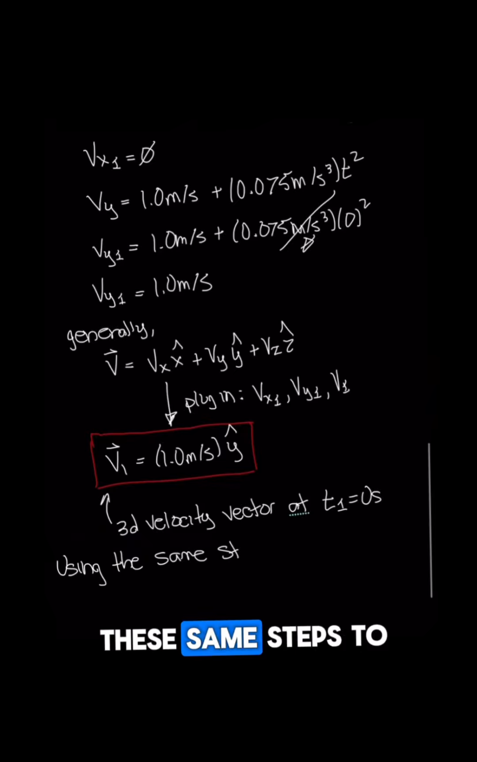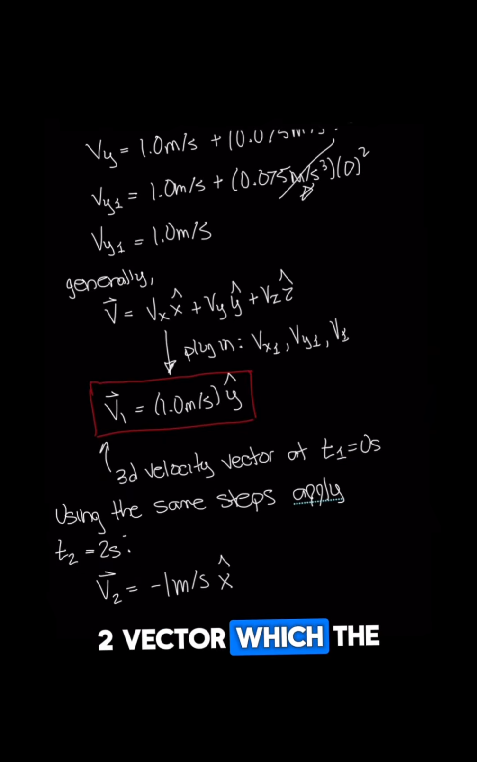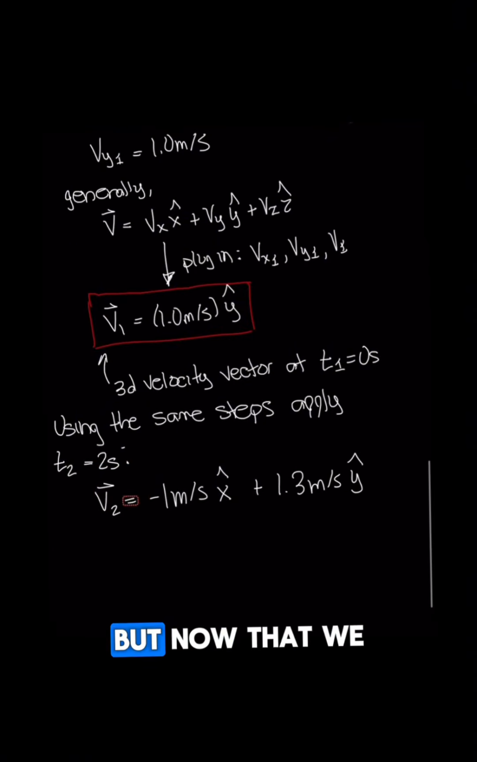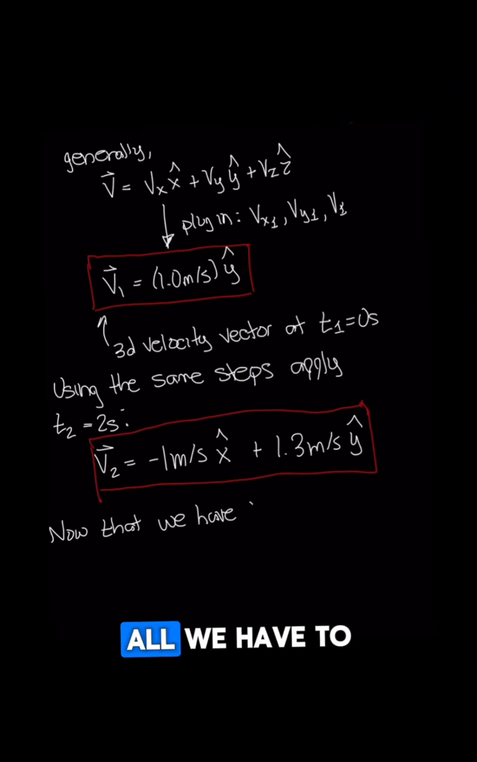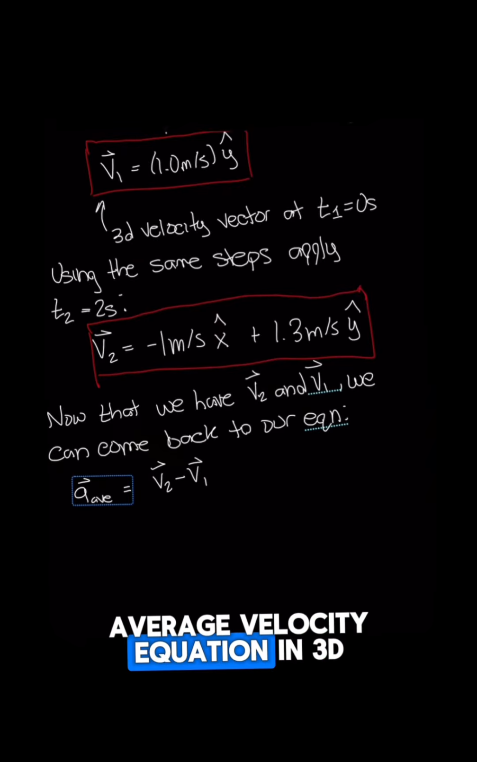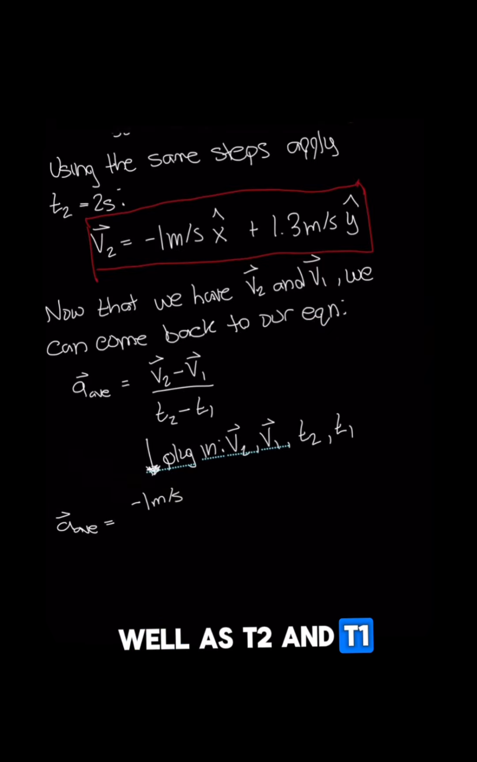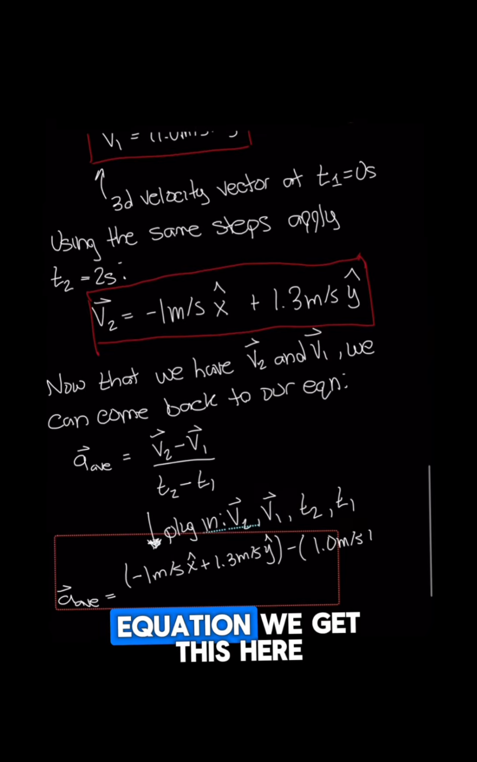And we can use these same steps to apply time 2 equals 2 seconds and get the v2 vector, which the final answer for that would be this below. But now that we have the v2 and v1 vectors, all we have to do is come back to our equation and apply them. So this is our average acceleration equation in 3D, and then we can plug in our values that we found as well as t2 and t1. If we plug all these values into the equation, we get this here.